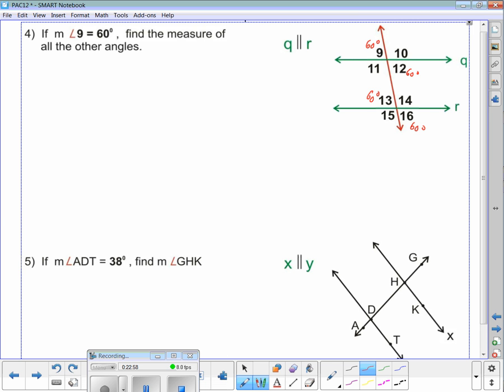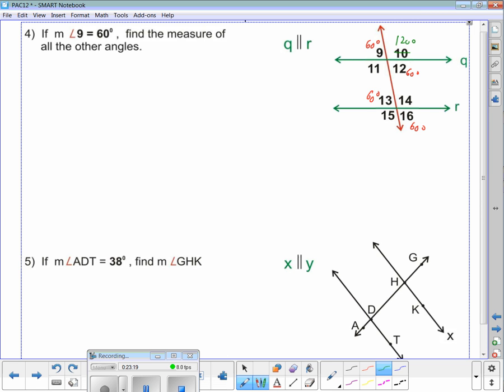Josh? Okay, so Josh sees supplementary. So which one do you want to go for, Josh? All right, so if 9 is 60, Josh says 10 is 180 minus 60. So it's got to be 120. What else can you get if you know 120?